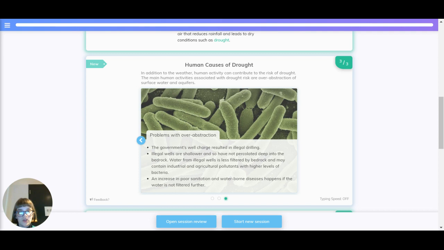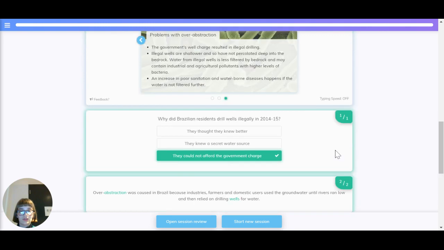The government's well charge resulted in illegal drilling. Illegal wells were shallower and so did not percolate deep into the bedrock. Water from illegal wells is less filtered by bedrock and may contain industrial and agricultural pollutants with high levels of bacteria. An increase in poor sanitation and waterborne diseases happens if the water is not filtered further.